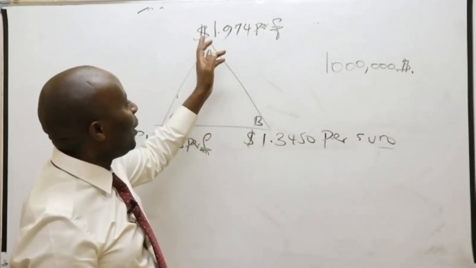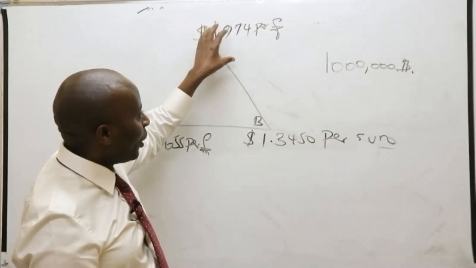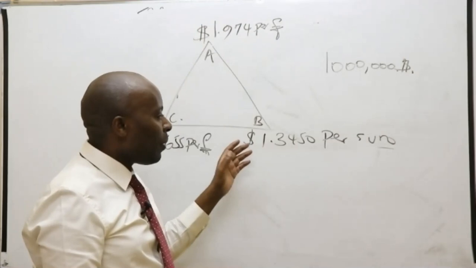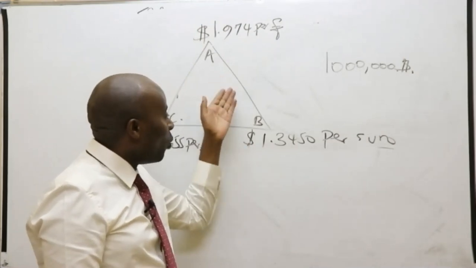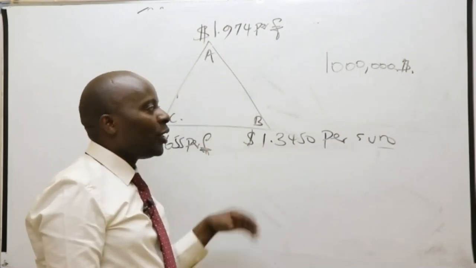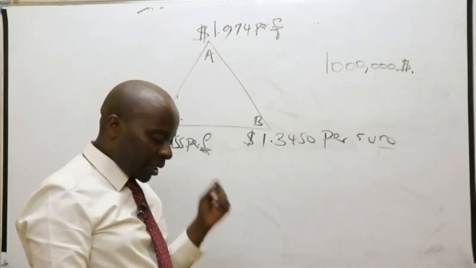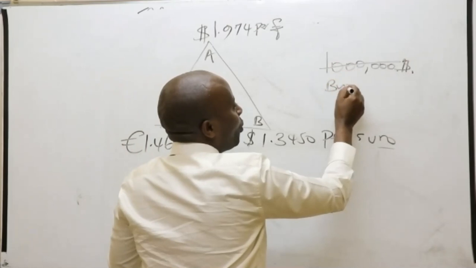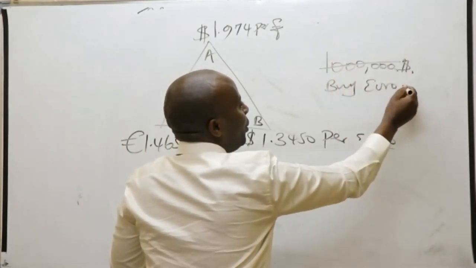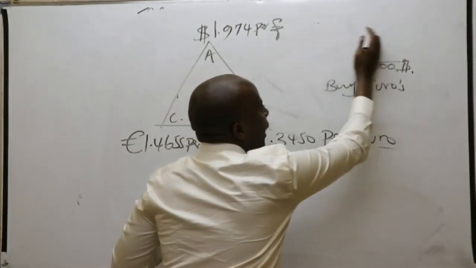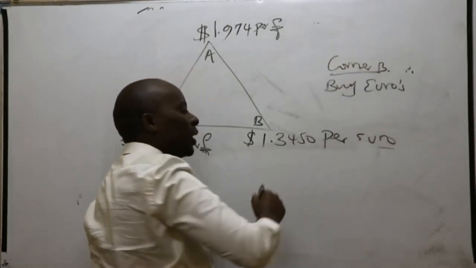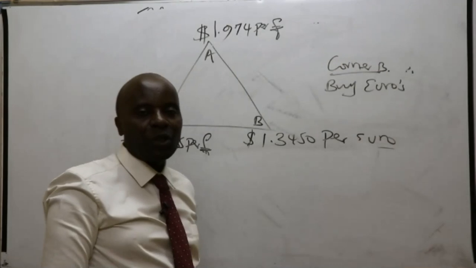You can see here, we need quite more, $1.78 to buy a pound. So a pound is expensive. Here we need 1.34, quite much lower than the other one. So the euro is weaker. So in this case, start by buying the euros. So in short, start with corner what? Start with corner B.